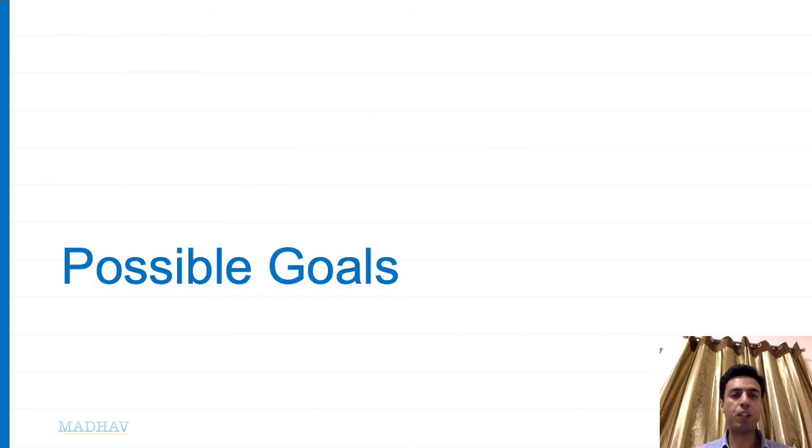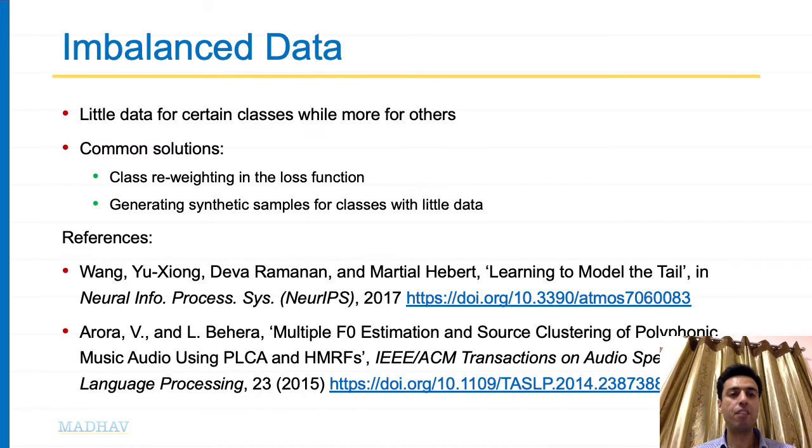Now, what can be the possible goals? This is just a repetition of my first class, but with a few additions. So we have discussed imbalanced data, when there is little data for certain classes while more for others. Common solution is you do class reweighting in the loss function. In the loss function, you have loss terms for each class, right? And the classes which have fewer samples, you can give more weight so that overall all the classes get equal weight. Means each data point gets equal weight over the classes.